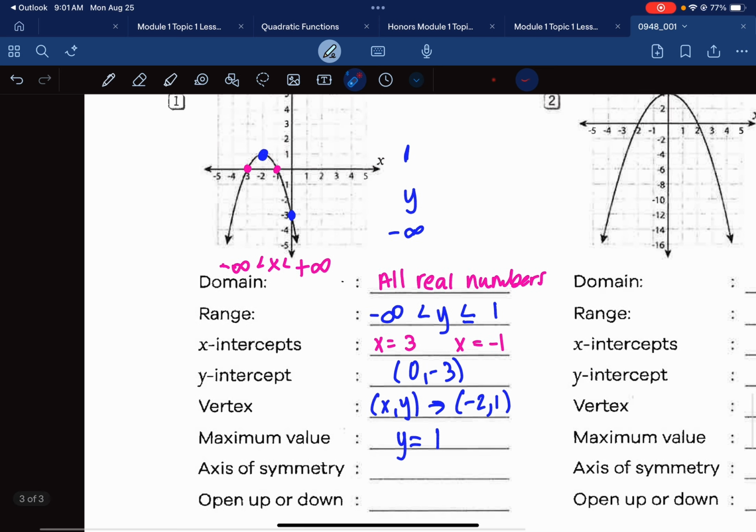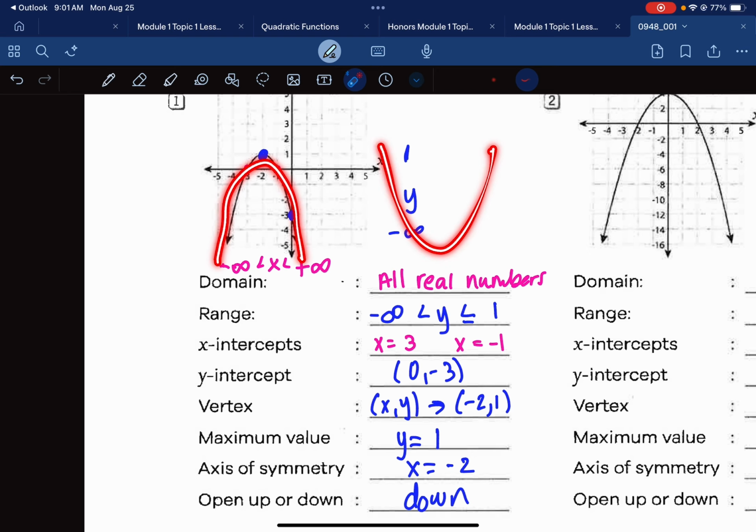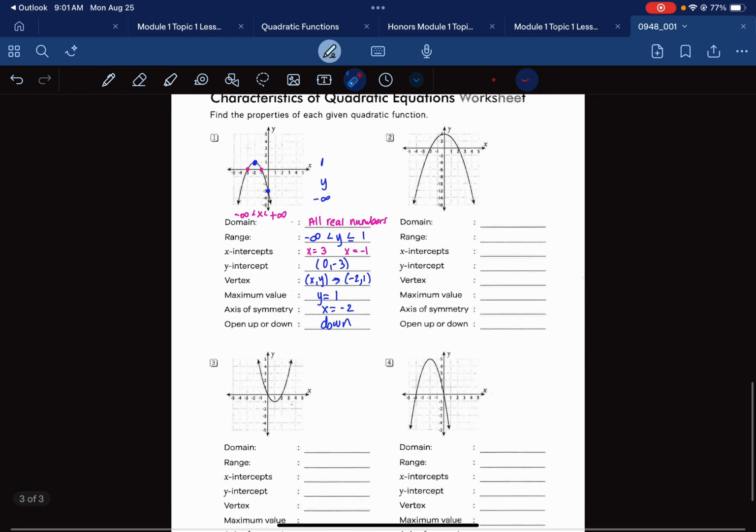And then the axis of symmetry. Axis of symmetry is how can you cut this graph in half? Where can you cut it in half? If I cut it right here, this is where it would cut in half. So I would say x equals -2. Remember, that's an equation. And this graph opens down, right? This is opening downwards, and this is opening upwards. All right, so there's one example. You have 3 more to do. Good luck.